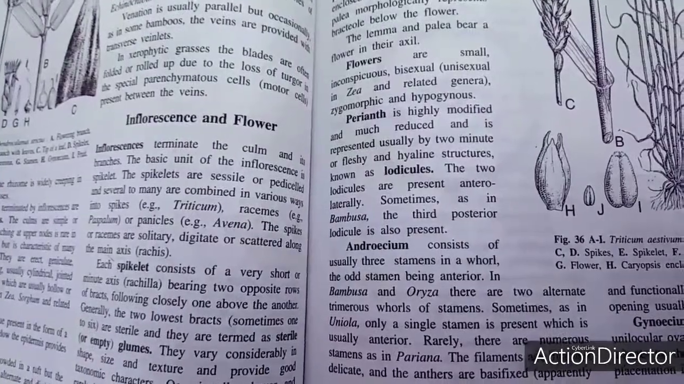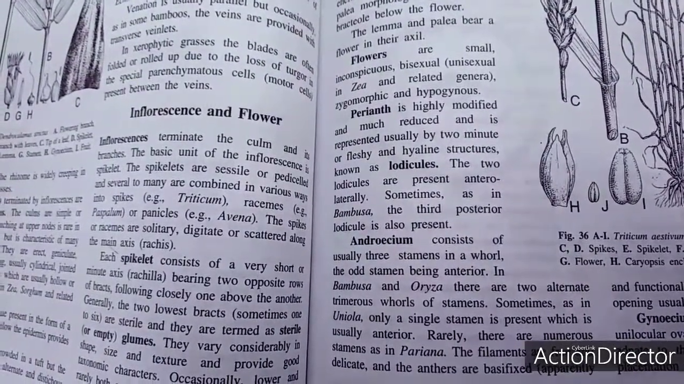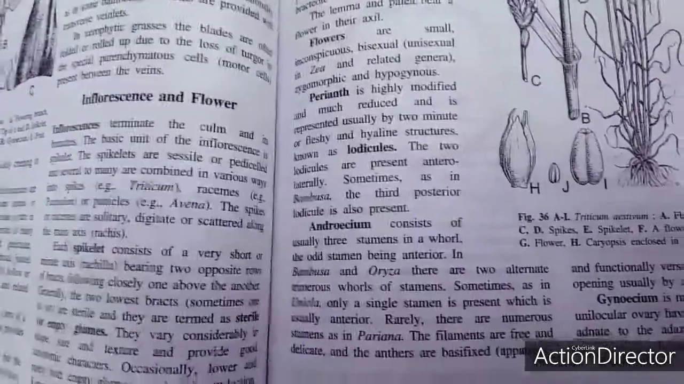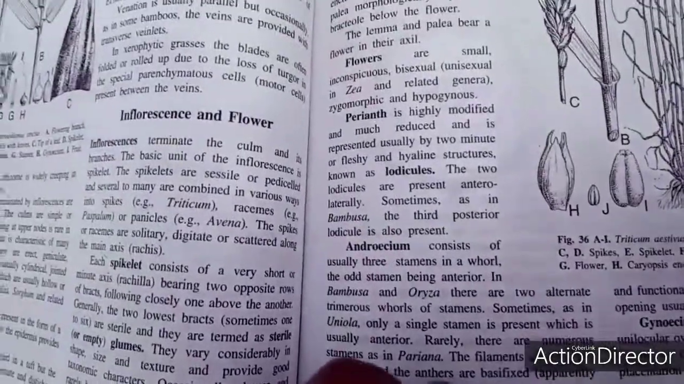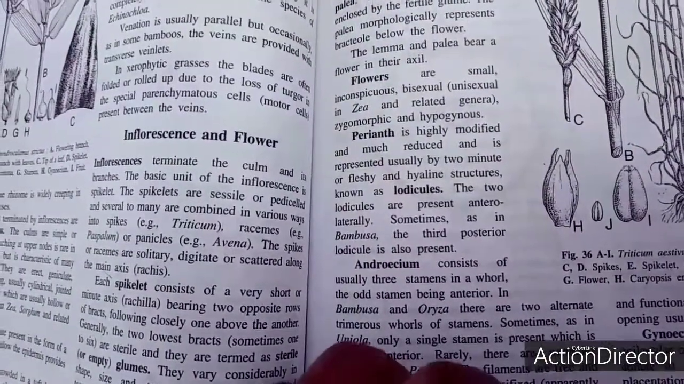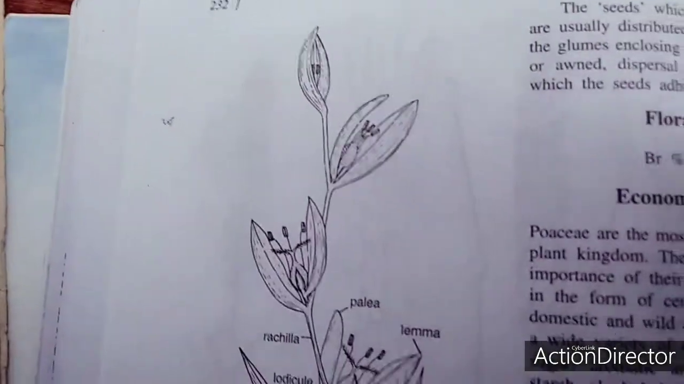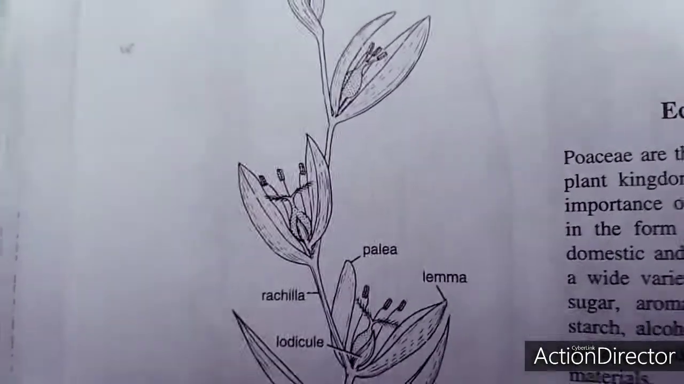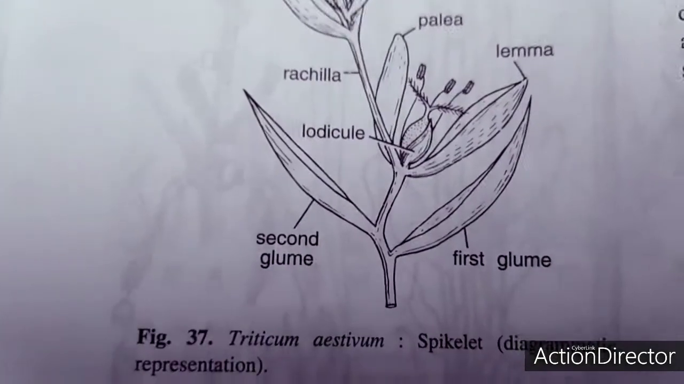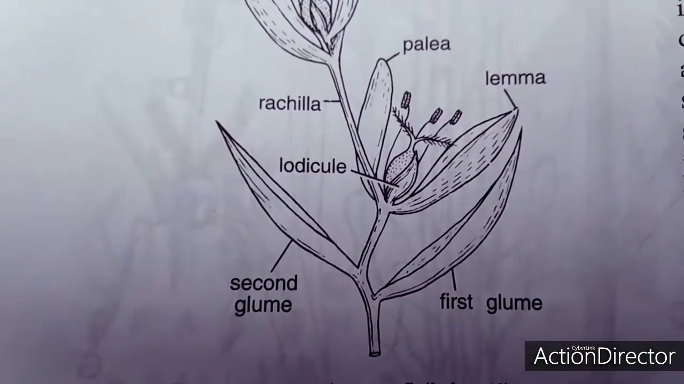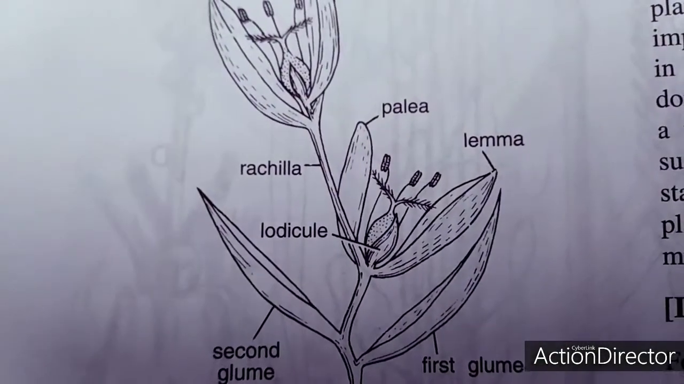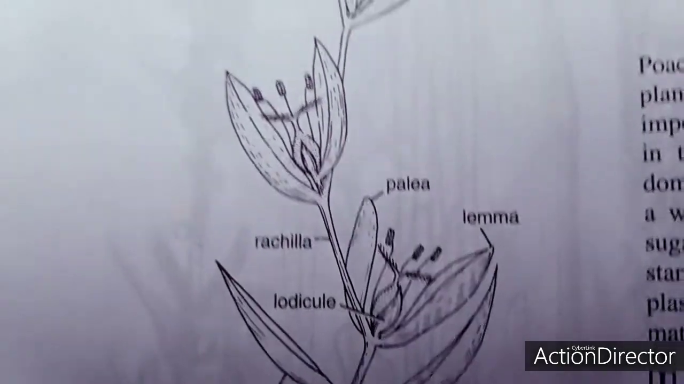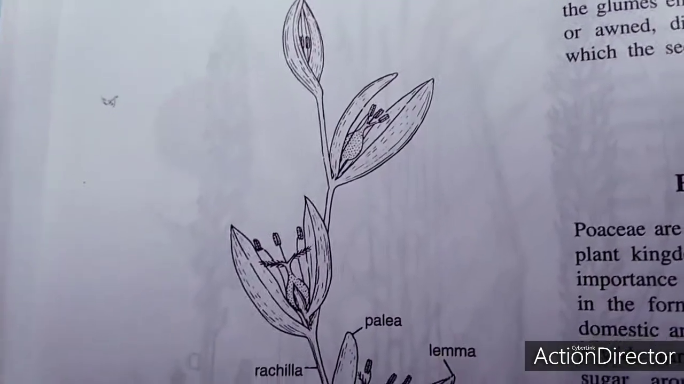The gynoecium is monocarpellary, with a superior unilocular ovary having an anatropous ovule. So the placentation is basal. There are usually 2 styles, and this is the floral structure. In this Triticum aestivum spikelet, you can find the first glume, second glume, lodicules, lemma, palea, as well as the rachilla.